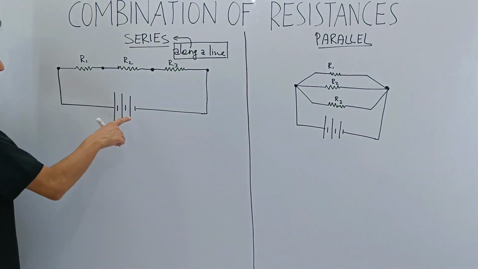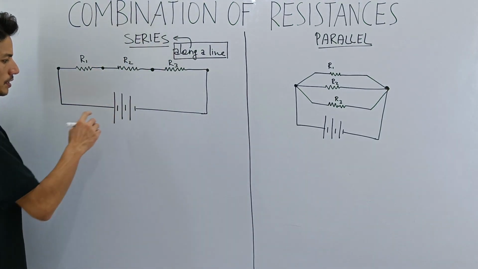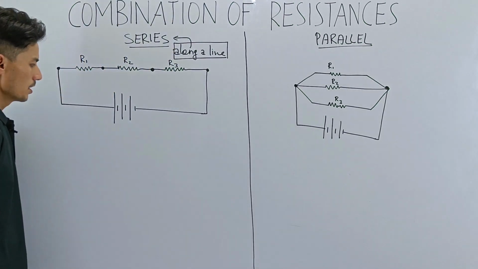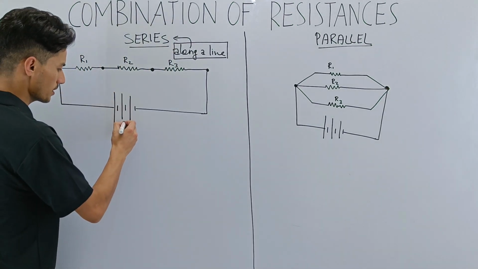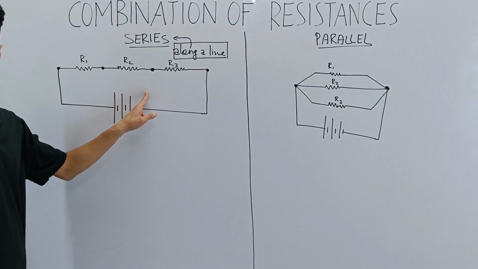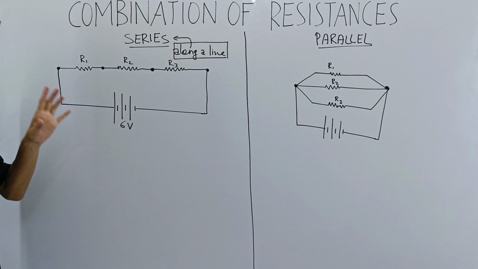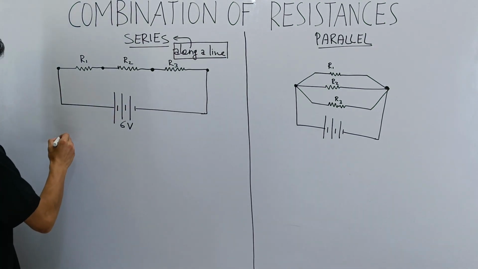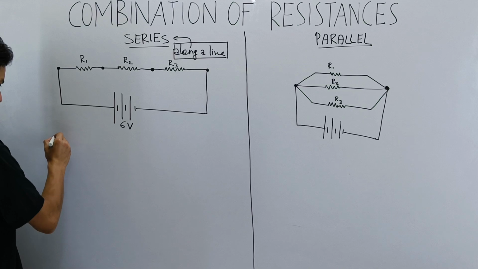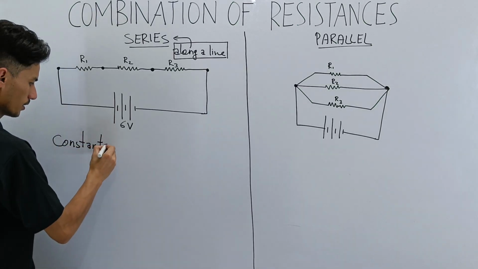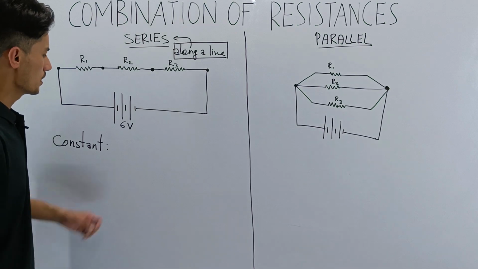So this is the battery here. Now what does the battery bring? A battery will bring a potential difference, isn't it? So let's say the potential difference of this battery is, say, 6 volt. Now this is in series combination. Now first of all, let us study what is constant in series. So what is constant in series?